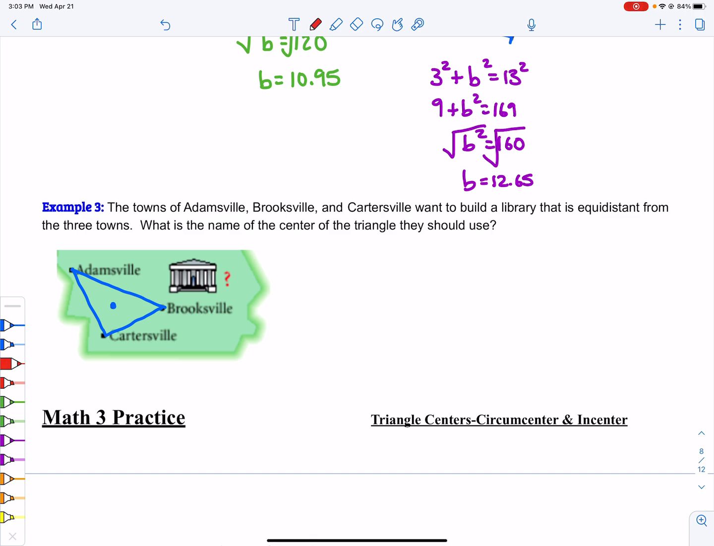We would want to go from the vertex to that point and have those be equidistant. And the only center of a triangle that we've learned about that has that as the case would be the circumcenter. So the circumcenter is the answer to this question because, like I say, it's the only one that's equidistant from the center of the triangle to the vertices, which is where the towns would be located. All right, so that's it for a few examples on circumcenter.